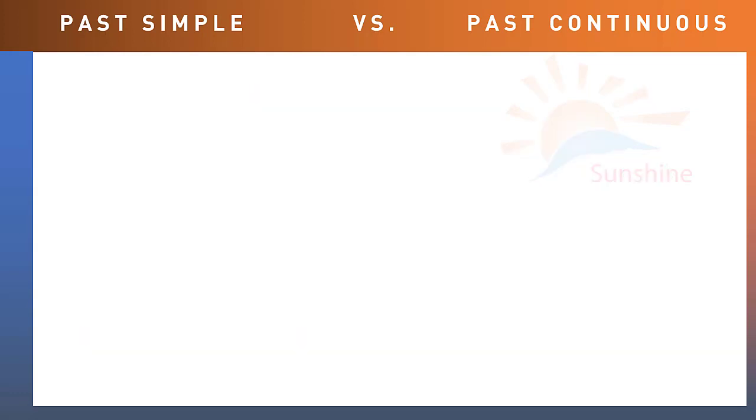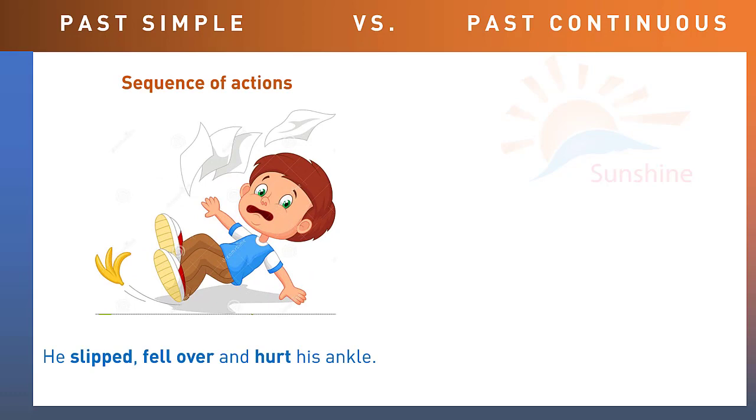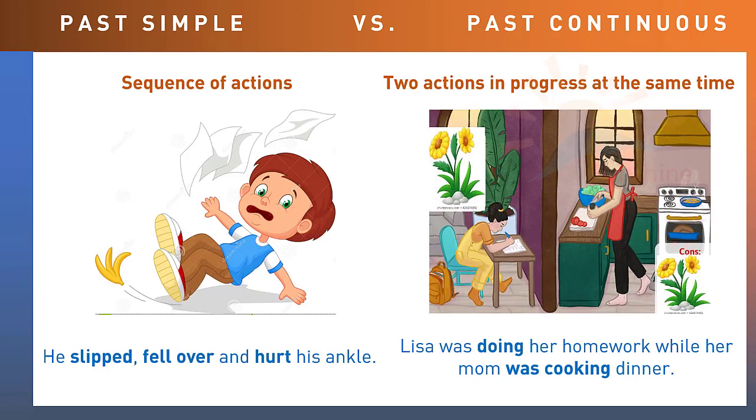We use past simple when we talk about a sequence of actions, so things that happened one after the other. For example, he slipped, fell over, and hurt his ankle. We use past continuous to talk about 2 actions in progress at the same time. For example, Lisa was doing her homework while her mum was cooking dinner.